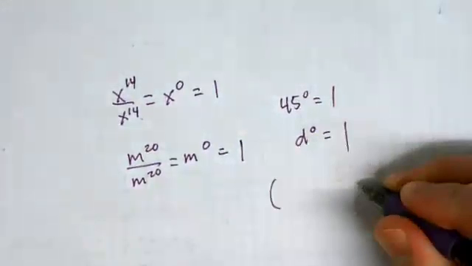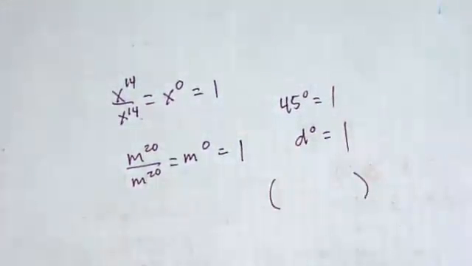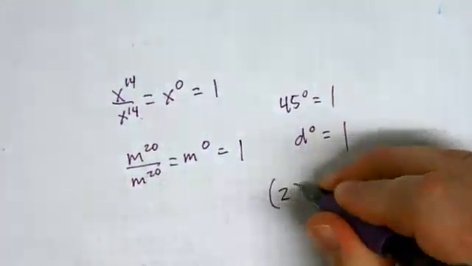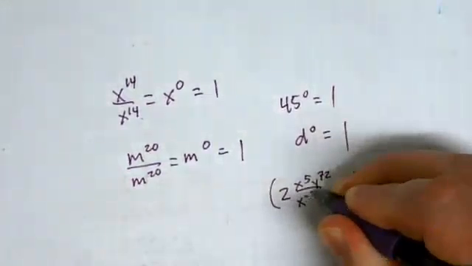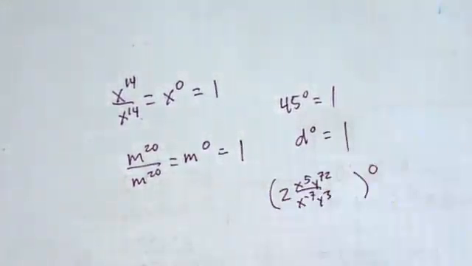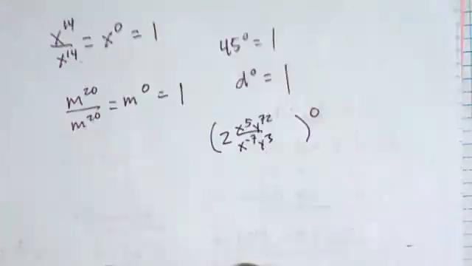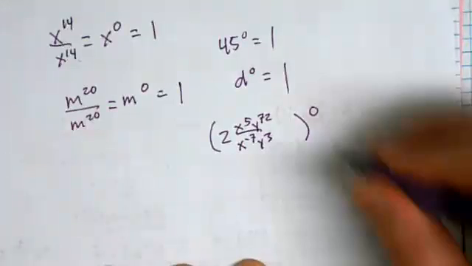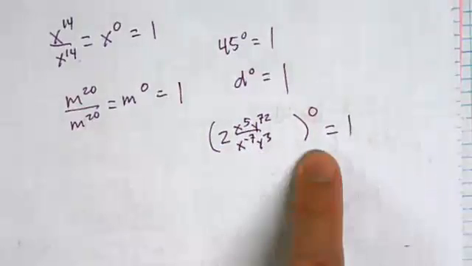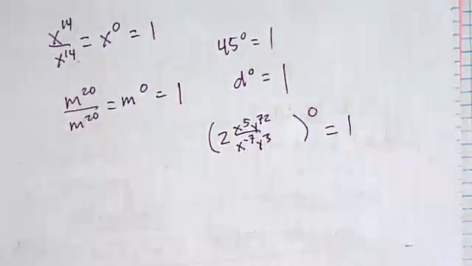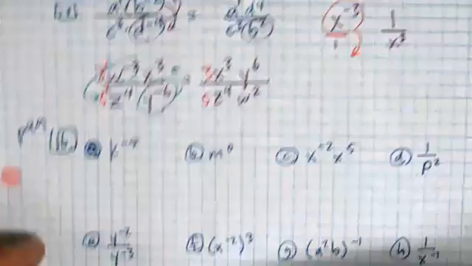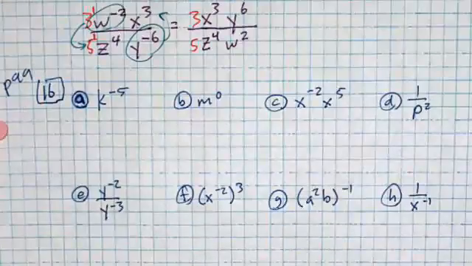I always have a question on the test, usually on the final exam, that says something like 2x to the 5th, y to the 72nd over x to the -7th, y to the 3rd, all to the 0th power. And that's an easy problem because the answer is 1. Anything, no matter how complicated, if you take it to the 0th power, the answer is 1. Okay. So we'll make sure we get that in our pack in just a minute, but let's keep that in mind for part B. In fact, let's just do part B right now.